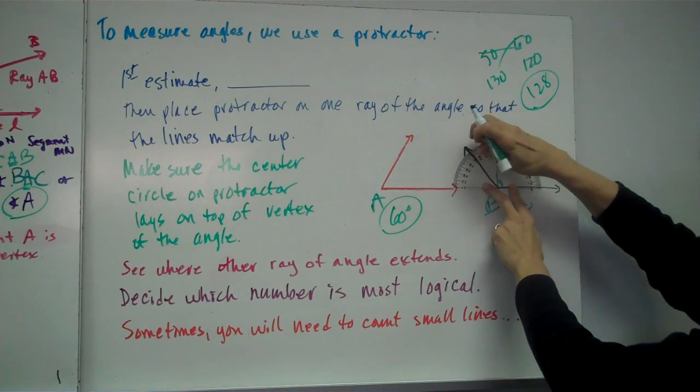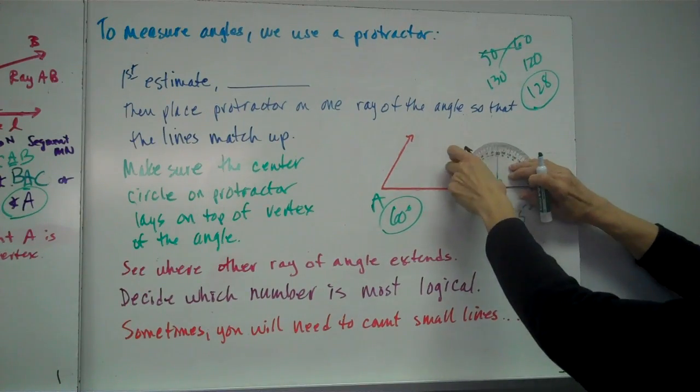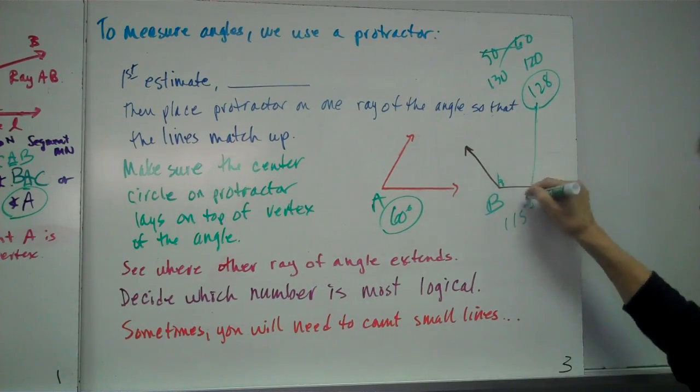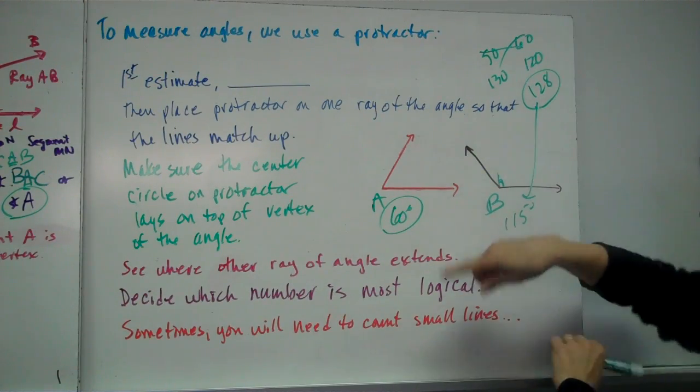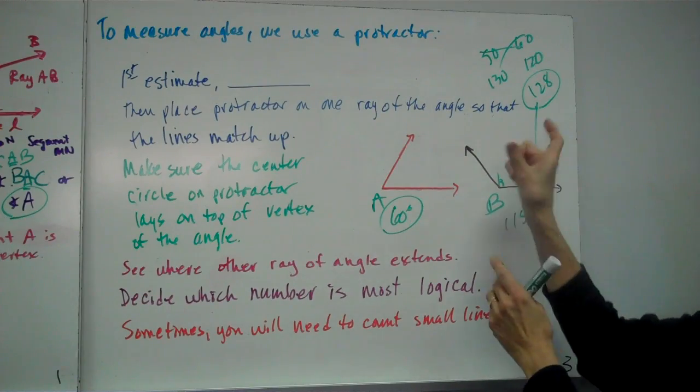And we'll do more of this in class. You can see me individually if you don't quite get this. All right, so my angle measure here is about 128, which wasn't too bad. It was a little bit off there. And sometimes you'll need to count those little lines and subtract or add depending upon what it's between.